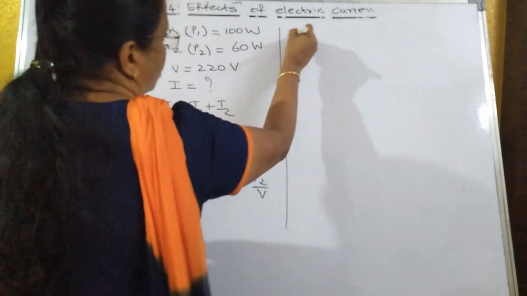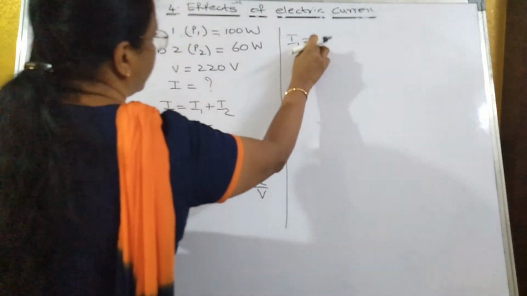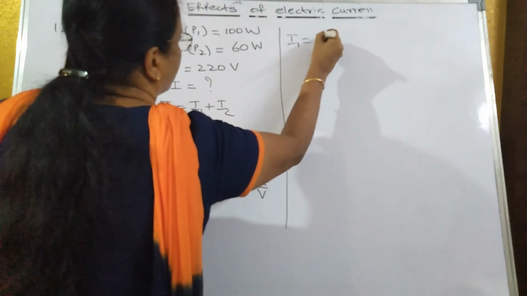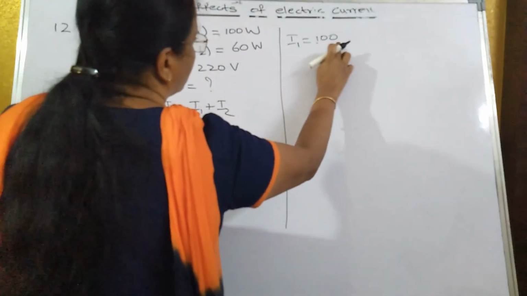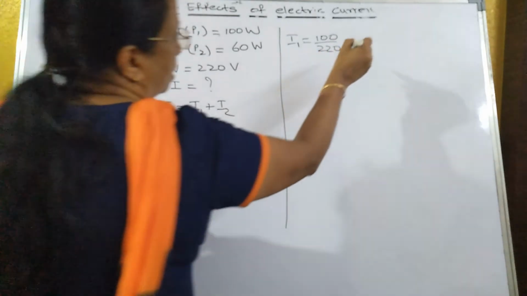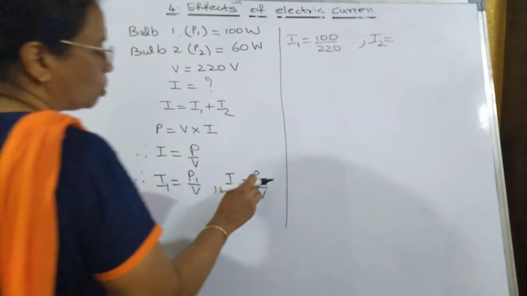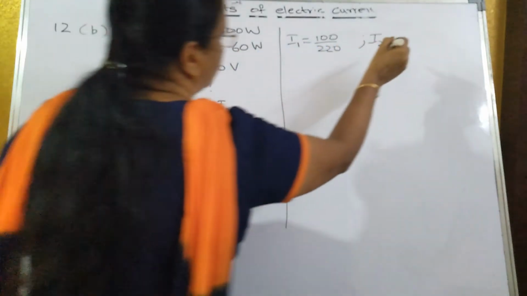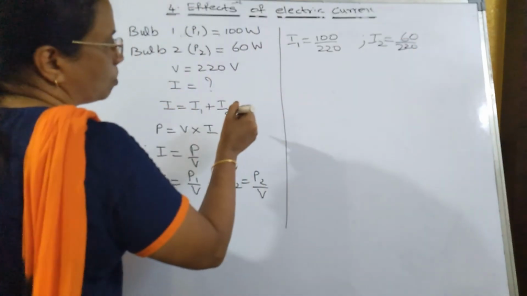So I1 is equal to how much? P1 is equal to 100 upon 220. V is common to both of them, so 220. And similarly, I2 is equal to how much? That is P2. P2 is 60 upon 220. 220 is common to both of them.